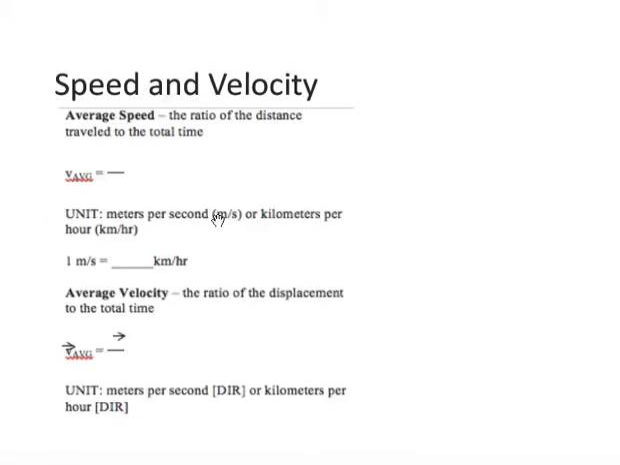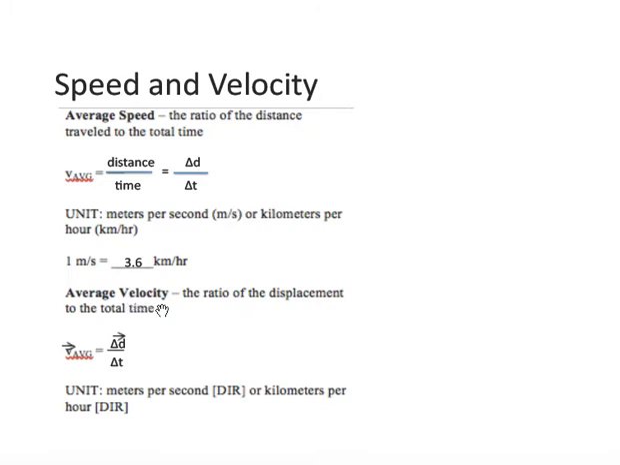Average speed is the ratio of the distance traveled to the total time. Distance over time, or delta d, the symbol for distance, divided by delta t. So this is the formula we just used a few moments ago to determine the speed of the character. The unit normally is meters per second or kilometers per hour. And so 1 meter per second equals what in terms of kilometers per hour? Well, it's 3.6. So the question is, how do we get this conversion? We'll discuss that in just a moment.